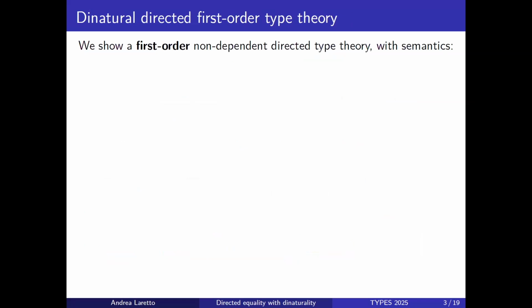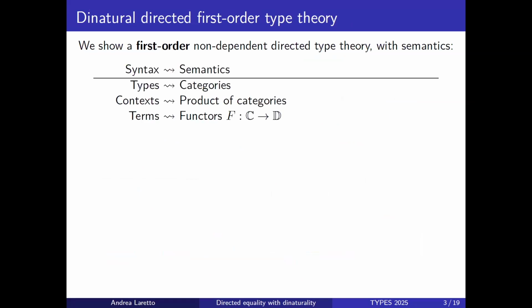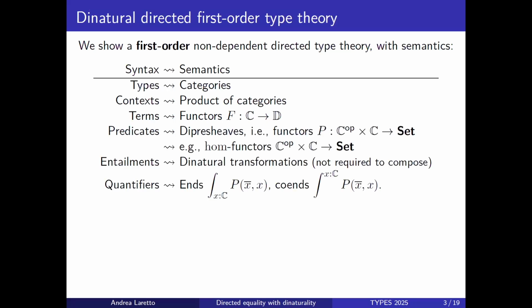I'll show you a first order non-dependent directed type theory, so the entailments are proof relevant. With this semantics, the types are categories, contexts are products of categories, terms are functors. And then you have predicates, just like in first order logic. These are interpreted as profunctors, so functors from C op times C into Set, among which you also have hom functors as an example, which plays the role of equality. Then your entailments are going to be dinatural transformations, which are a generalization of natural transformations, and your quantifiers are going to be ends and coends, which is a folklore idea that everyone in category theory knows, that they are kind of like quantifiers, but that hasn't really been made logical or formal either.